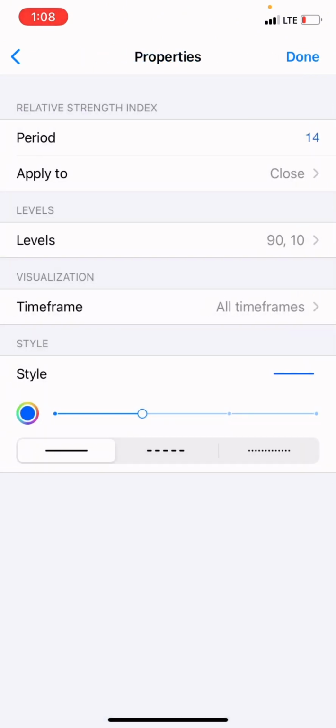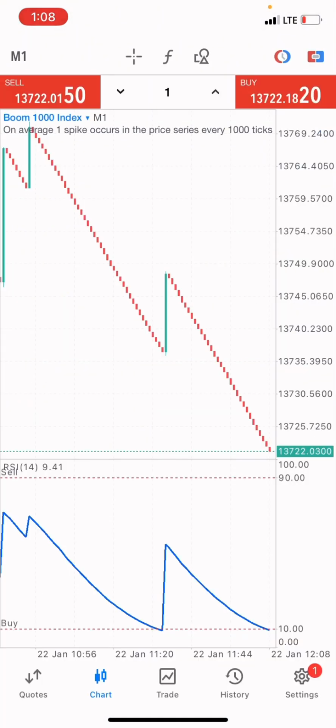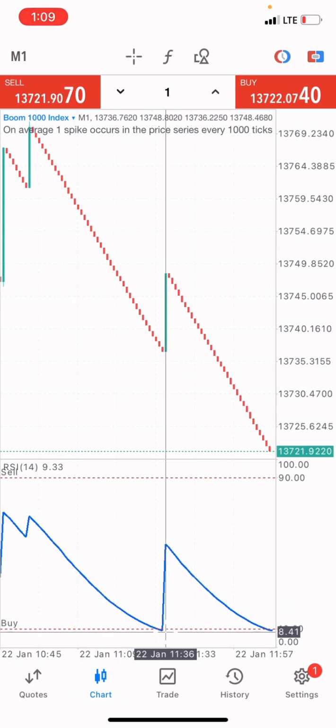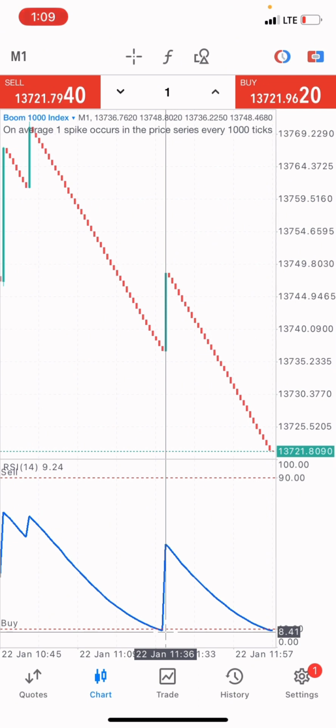Then what we are going to do next is to put in the style right here on 2 pixel, which is this second line. Then this trend line is going to be this one on the first one right here, the straight trend line. The style color is going to be blue. Then you click on done. So this is the RSI. The main reason for using the RSI is for us to be able to see the overbought and the oversold positions clearly.